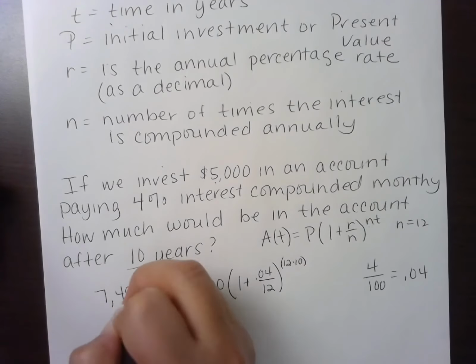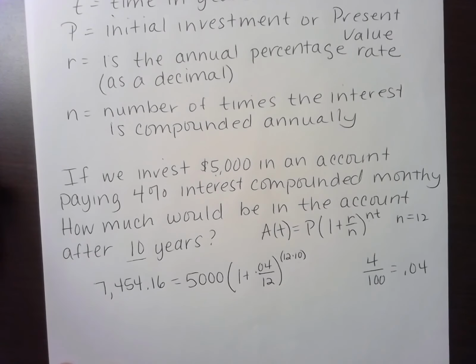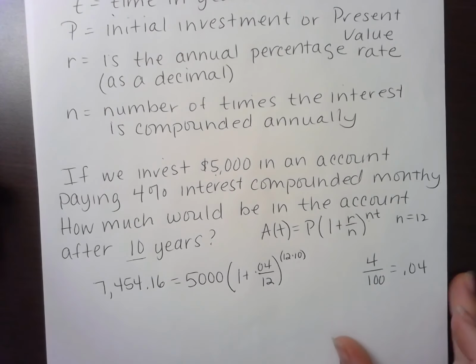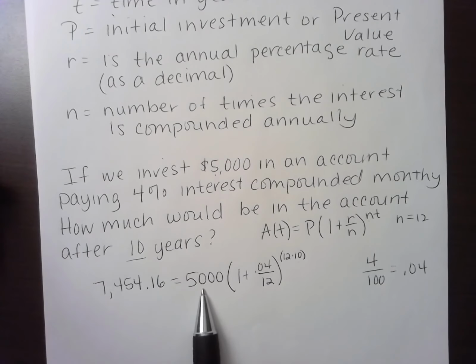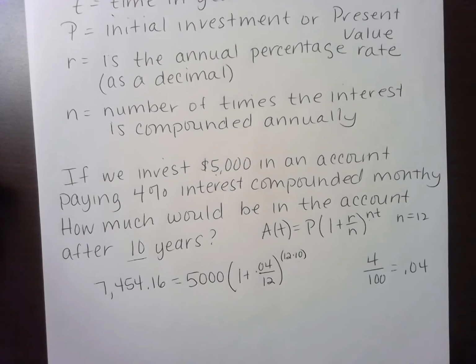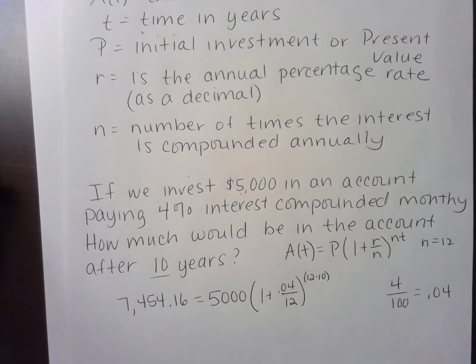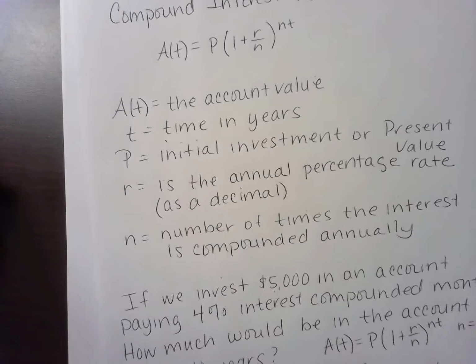$7,454.16. I rounded it to the nearest cent because that's what we do in money, okay? So we don't round any further than that. And so I can't say it enough. Make sure that you can get this number, okay? So make sure you practice putting it in your calculator so you can get out that number. So after 10 years, your $5,000 becomes $7,454.16. Okay?